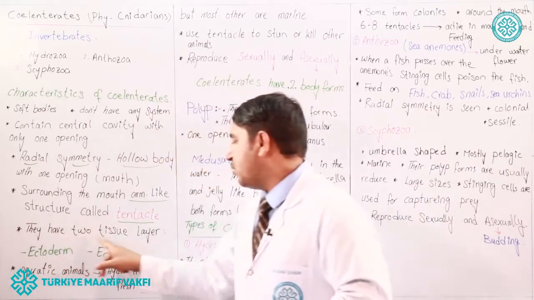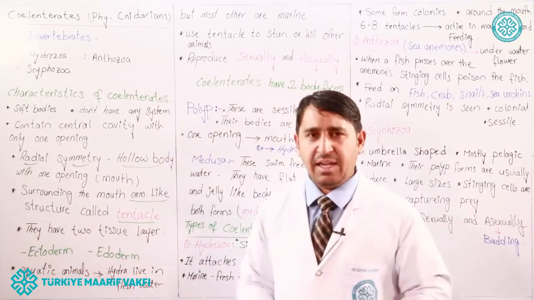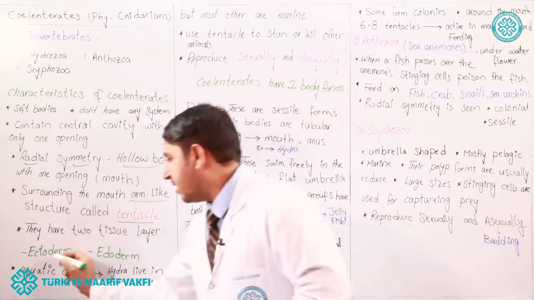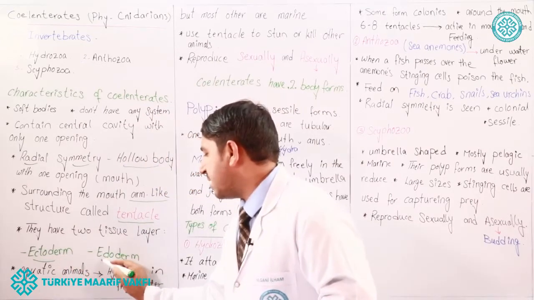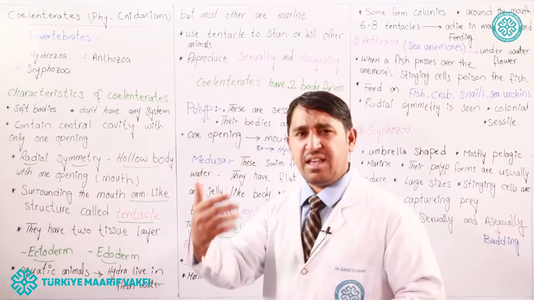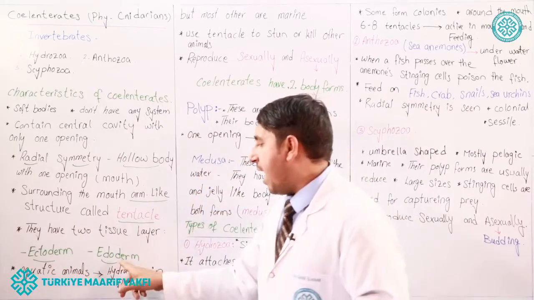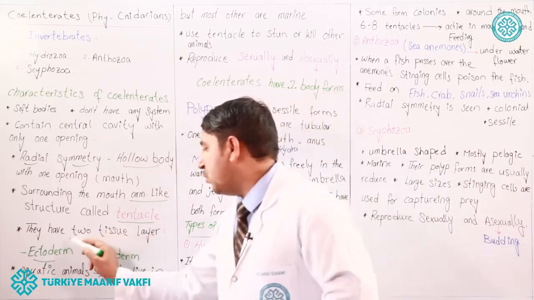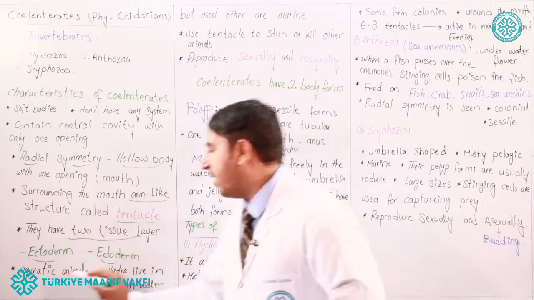They have two tissue layers in their body. Two layers they have, like skin. What are they? The first one is the ectoderm and the second layer is the endoderm. Ectoderm is located on the outside and the endoderm is on the inside. So two tissue layers they have.